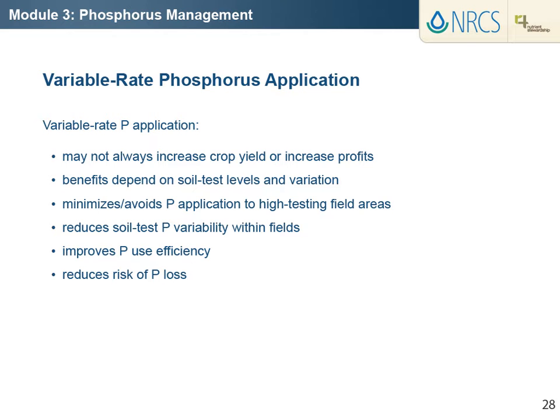There is always a certain degree of sampling error, and research has shown that relationships between phosphorus removal and soil test phosphorus are good over several years, but not necessarily from year to year. Therefore, even with annual variable rate application, use of this technology is not perfect. However, on-farm research has shown that variable rate application of phosphorus fertilizer or phosphorus-based manure almost always minimizes or avoids phosphorus application to high testing areas, reduces soil test phosphorus variability within fields, and as a consequence, improves phosphorus use efficiency and reduces risk of phosphorus loss by minimizing phosphorus application to high testing field areas.